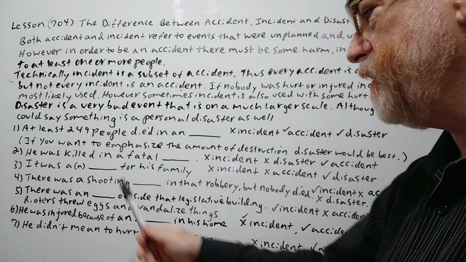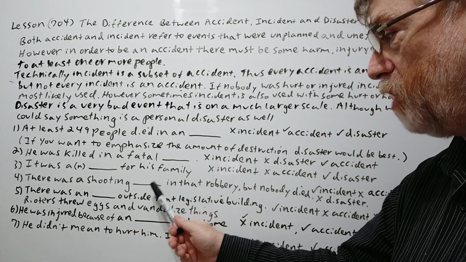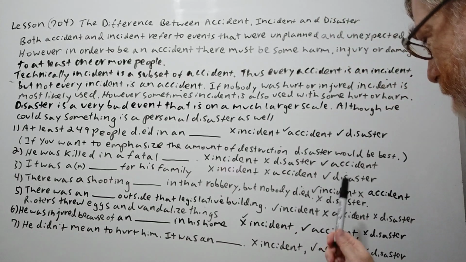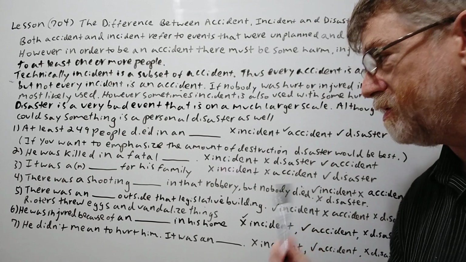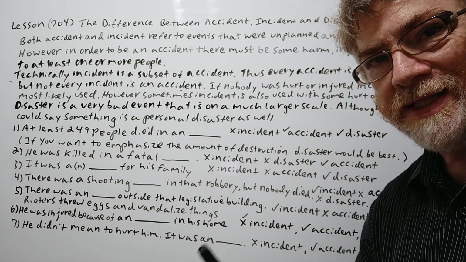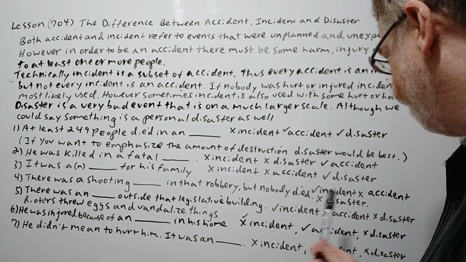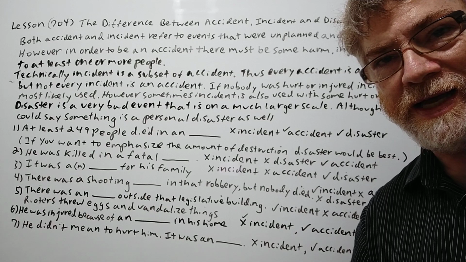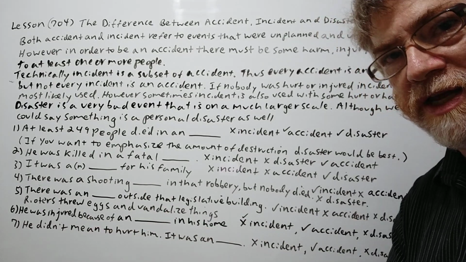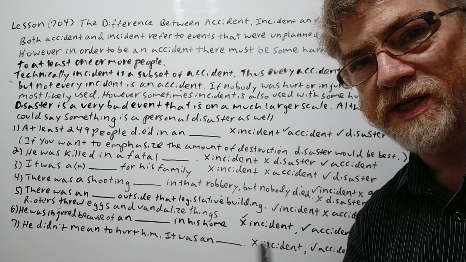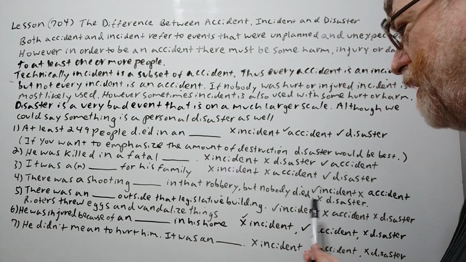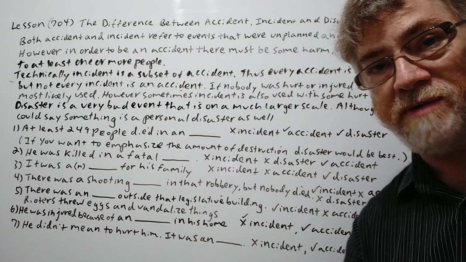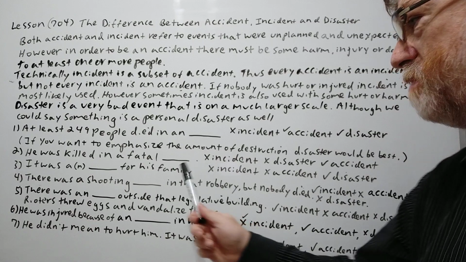Okay. All right, number 4, there was a shooting, blank, in that robbery, but nobody died. I think incident might actually be the best here because even though it was kind of serious, nobody died, nobody was injured. There was a shooting. Now, accident would be weird because the shooting was done on purpose, and we usually use accident to emphasize something was not done on purpose. And since nobody died or was even injured, disaster would not be suitable here. So incident would be best for this one.